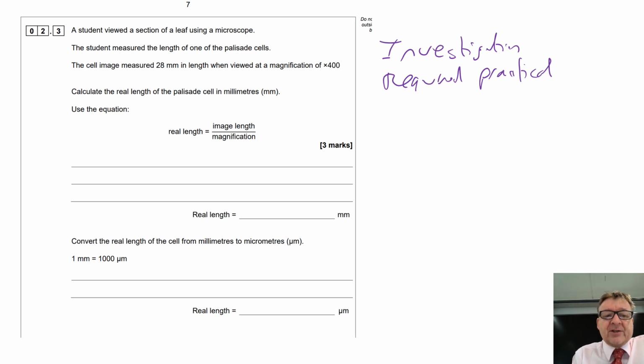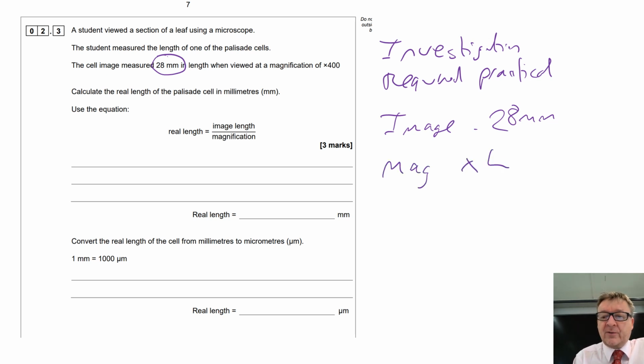The student measured the length of one of the palisade cells. Fantastic. The cell image measured 28 millimeters. Right, so image, best thing to do now is pick out the data, 28 millimeters, and viewed it with a magnification of times 400. Fabulous. Okay. Calculate the real, so we need to work out the real length of the palisade cell in millimeters.